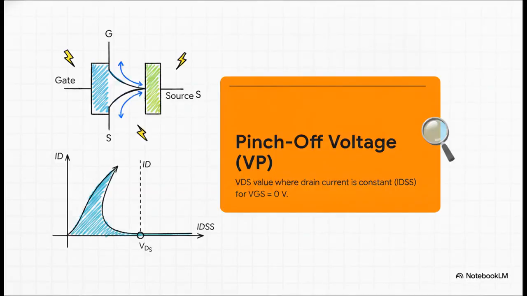So, what are the absolute limits of this pipe? To figure that out, we have to define the pinch-off voltage, or VP for short. If our gate-to-source voltage is perfectly zero, we can crank up our drain-to-source voltage up to a very specific point. The exact fixed value where that drain current maxes out and levels into a steady, constant flow, that is our pinch-off voltage. And at this point, the current itself is called IDSS, which is the absolute maximum drain current that specific JFET can possibly handle.